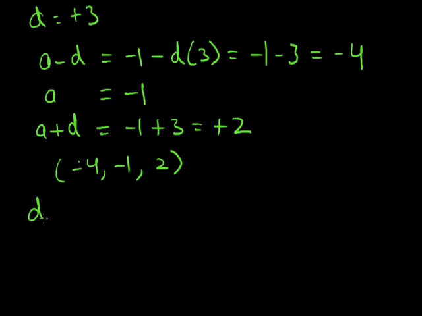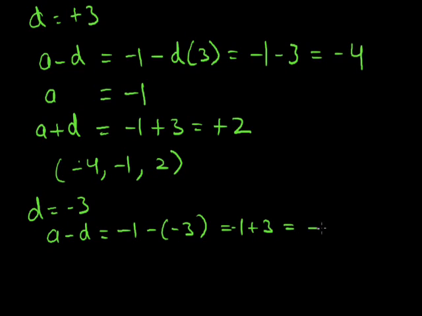Now we will take the value of d as -3. As we see, the first term was a minus d, so it will become -1 minus of -3. So that will become -1 plus 3, that will become plus 2. So this will become the first term of the AP. The second term was a, so that will remain the same as -1, and the third term was a plus d, which will become -1 minus 3, that is -4.